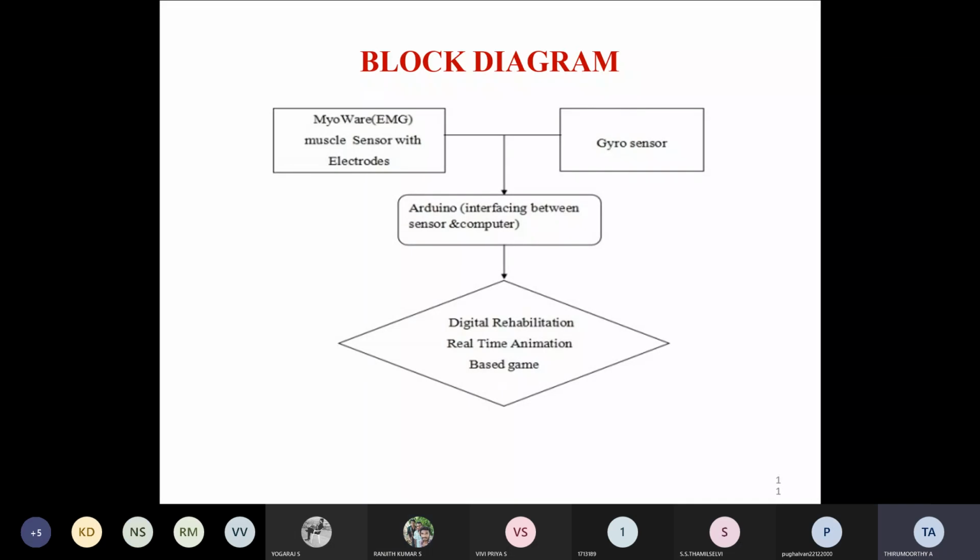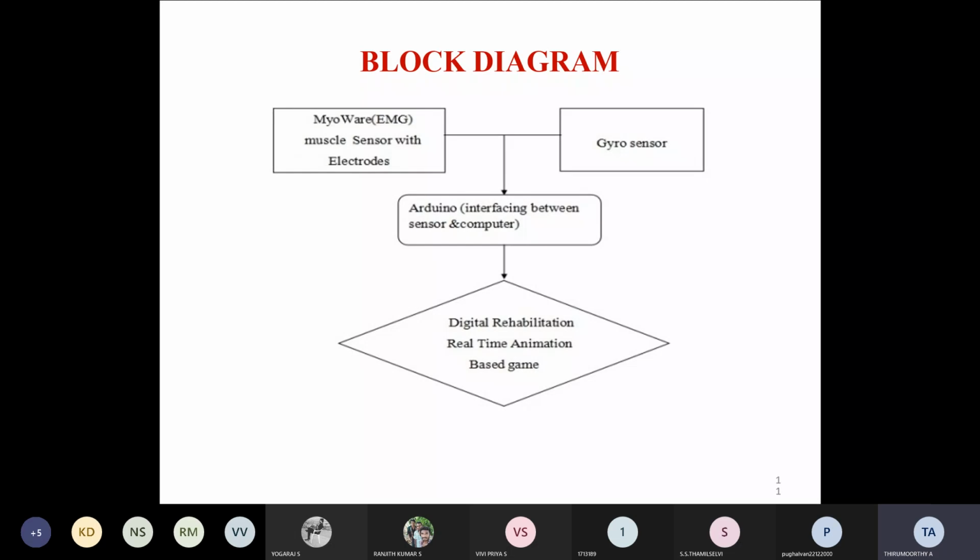Next, the block diagram. This is our project block diagram. In this block diagram, we are connecting two sensors, the EMG and gyro sensors. There are the electrodes and the gyro, and they are connected to the body. The electrodes measure the muscle response, or electric activity, from the body. The gyro sensor is also known as an angular rate sensor or angular velocity sensor. The device senses the angular velocity, which is the change in rotational angle per unit time.